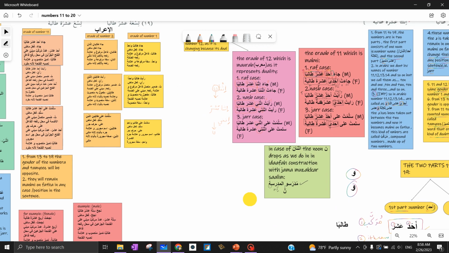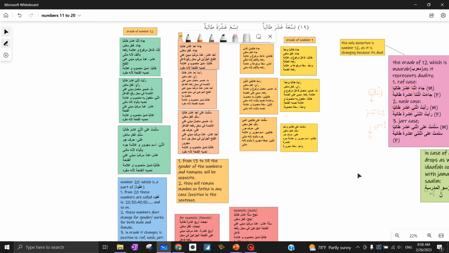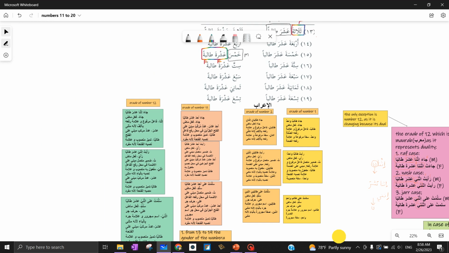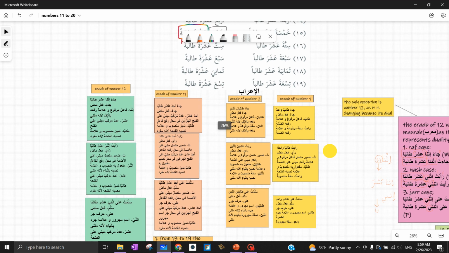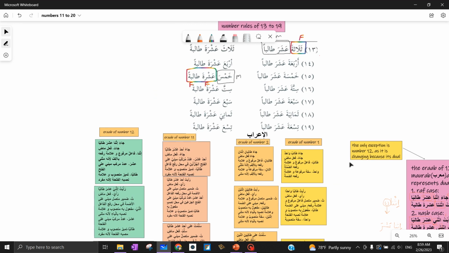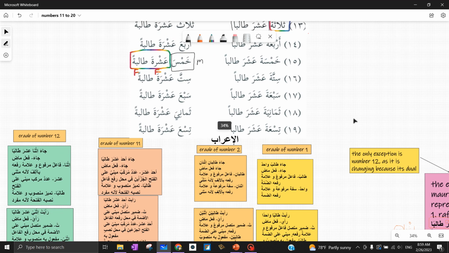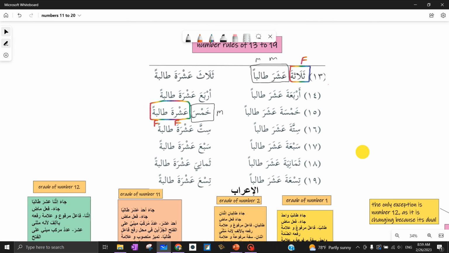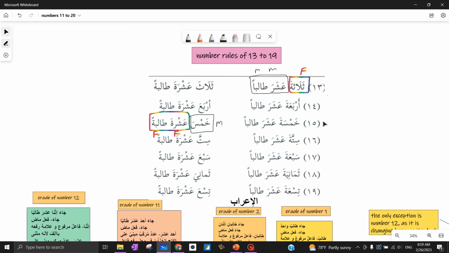Now let's move on to the numbers from 13 to 19. Then we will do number 20 separately. So let's see the structures of 13 to 19. What is the structure of 13 to 19 here? What happened here? Now, if you see the first part and the second part, now the gender changes.